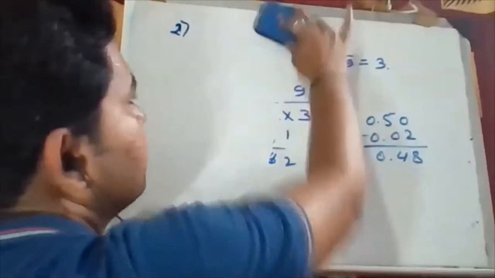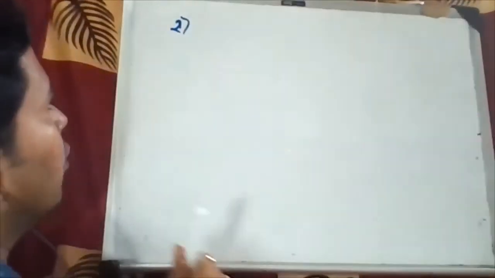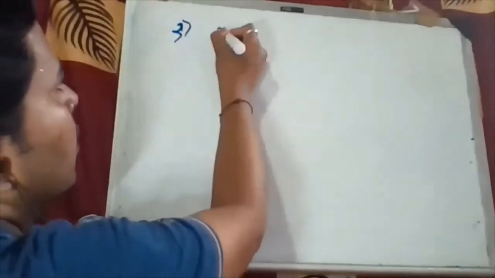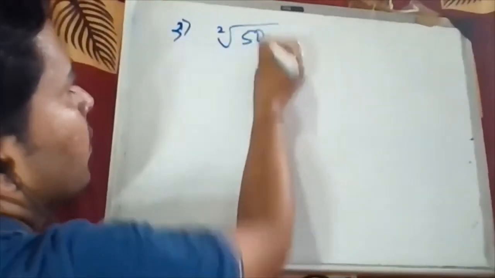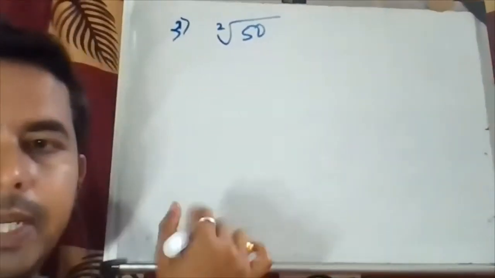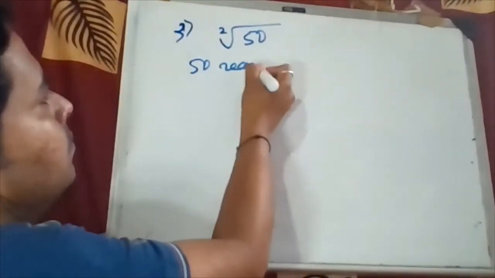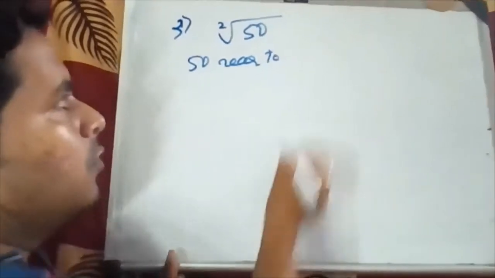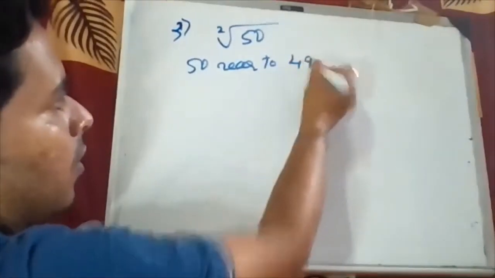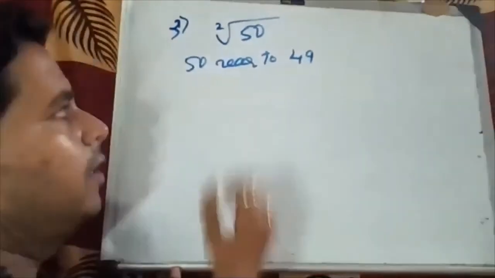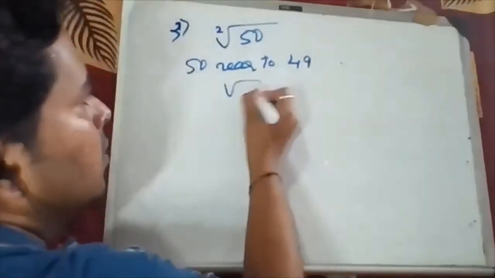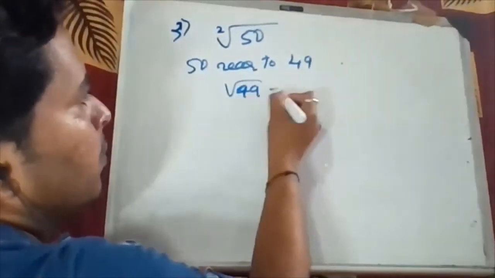So we'll take one more example. और एक example लेंगे, we'll take a square root of 50. Okay, 50. So now 50 is near to what value? 50 is near to 49. Okay, 50 is near to 49. So 49 square root will be what? 49 square root will be 7.